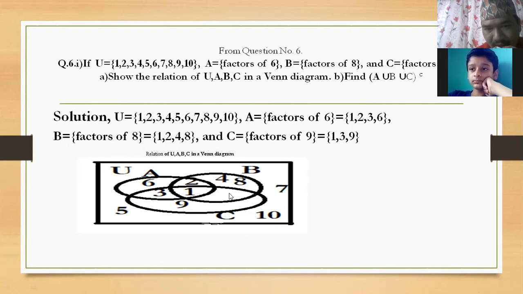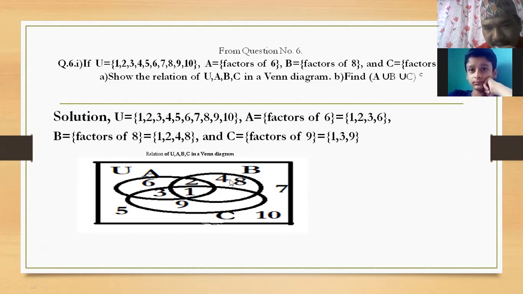After that we show the elements of B and C only. In B and C only there is no common element. After that we have to show A and C only, that is also empty. After putting the common elements of all, now we have to write the remaining of A, that is A only. What is in A only? 6. Right? The remaining of A is 6 only.